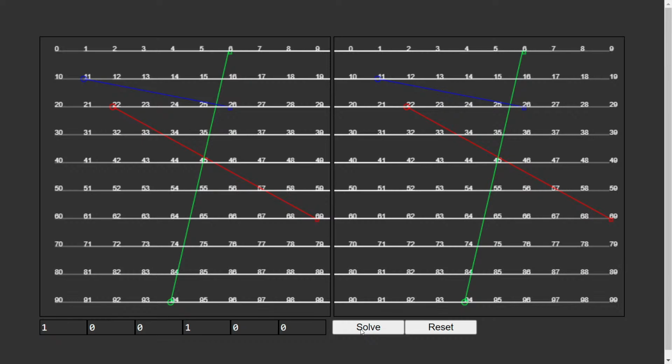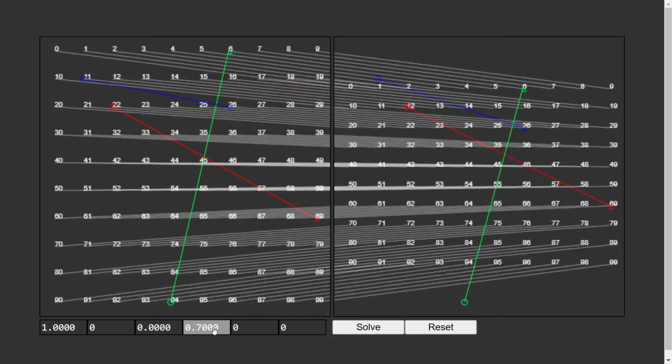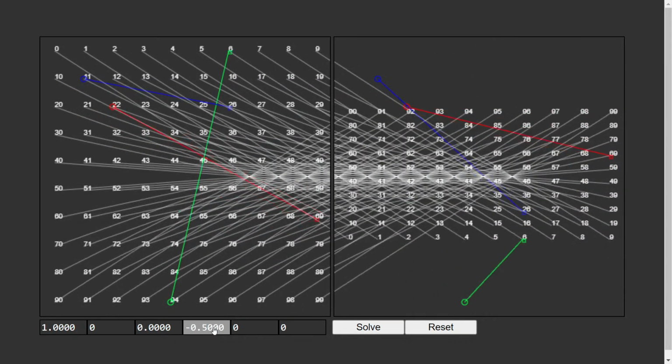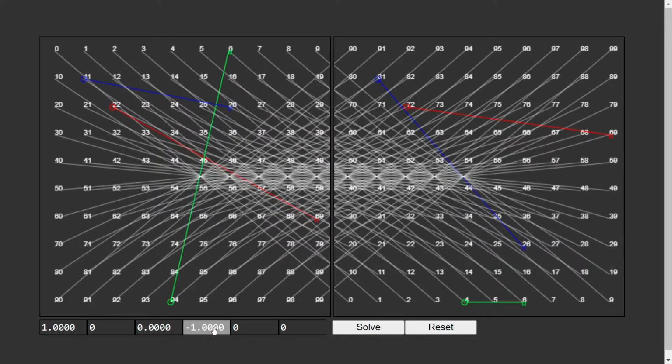Okay, so we're probably definitely going to have to do a flip over the horizontal, because this green guy has to get all the way down there. So let's just do that. Where's the horizontal flip? Okay, horizontal flip over the horizontal axis. Good. Although that kind of upset our blue guy.